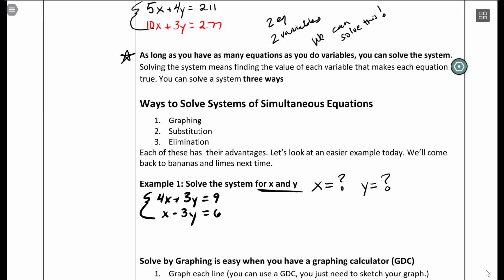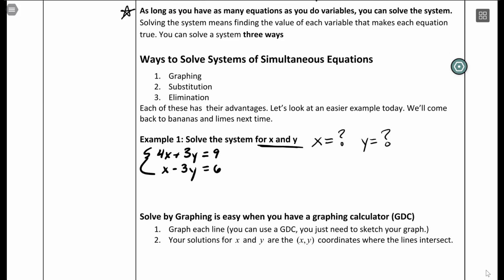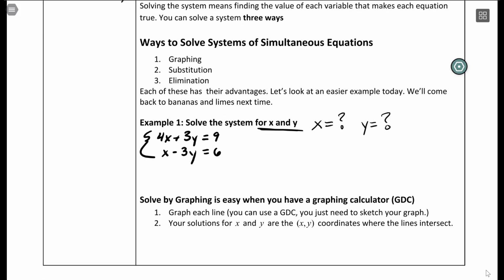Okay? Well, step 1 is going to be graphing. So solving by graphing is easy when you happen to have a graphing calculator. Now for me, I'm using a laptop device right now, so I can use Desmos or something like that. What are your solutions going to be? Your solutions are going to be the x and y coordinates, right? Your x coordinate is your x solution, your y coordinates are the y solution of where these lines intersect. So we want to look for the intersection, all right? So let's go ahead and do that for this example.